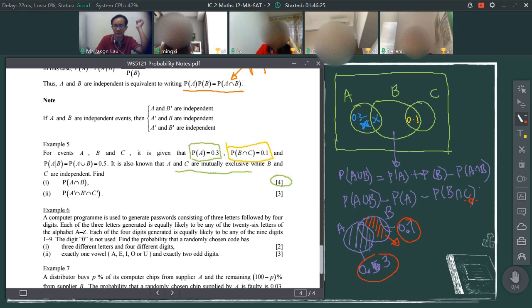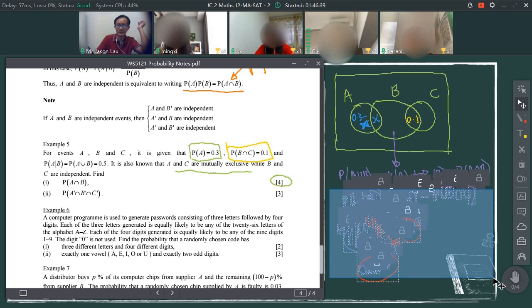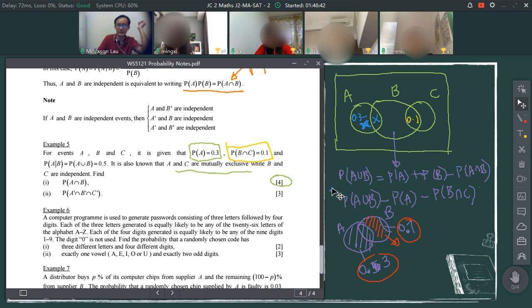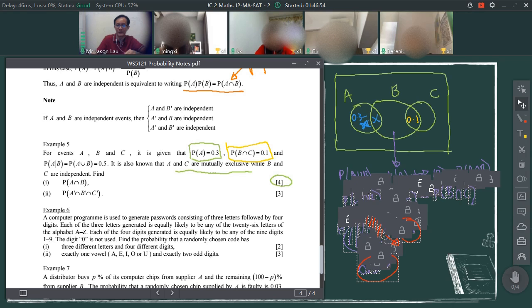Where's the working? Wait, 0.3 is for the whole of A, right? Yeah, the whole of A. Correct. One more time, 0.5 is for A and B, right? 0.5 is A union B, which is the purple plus red part, right? Yeah, purple plus all the parts inside.